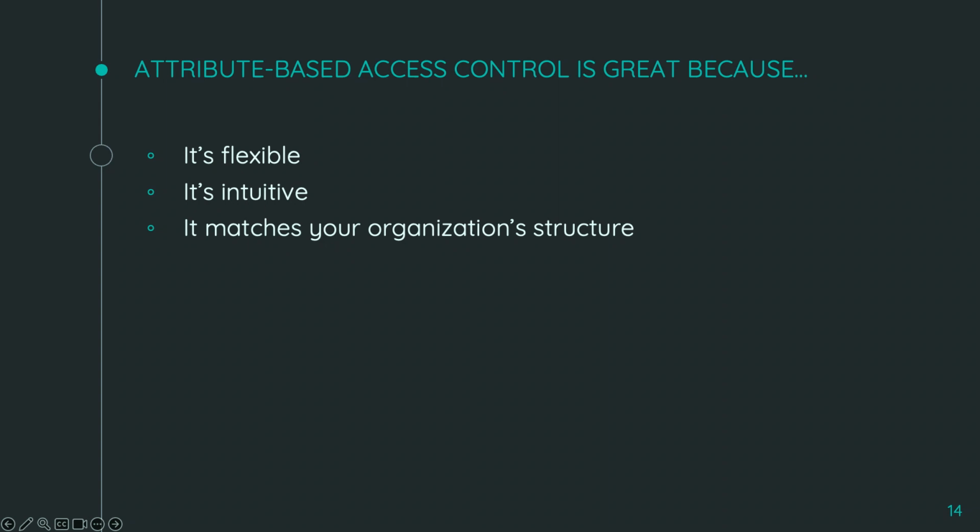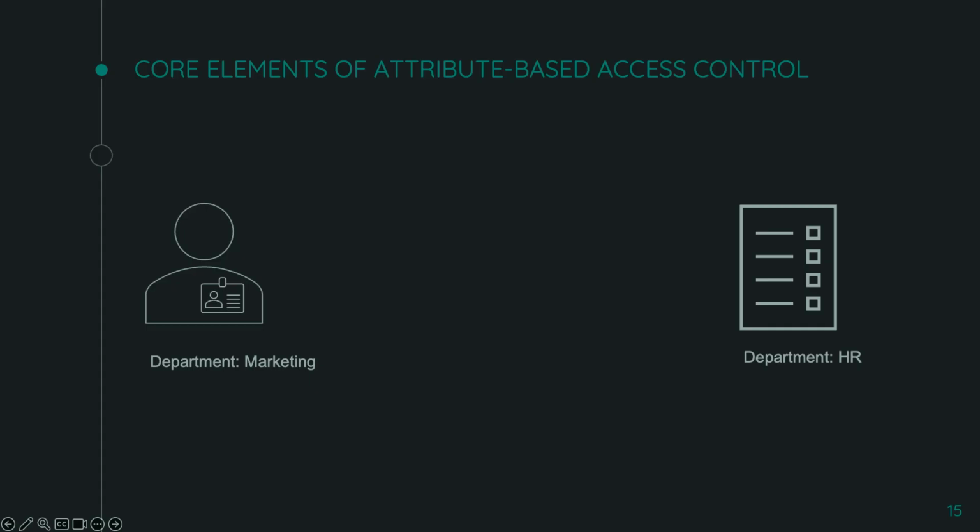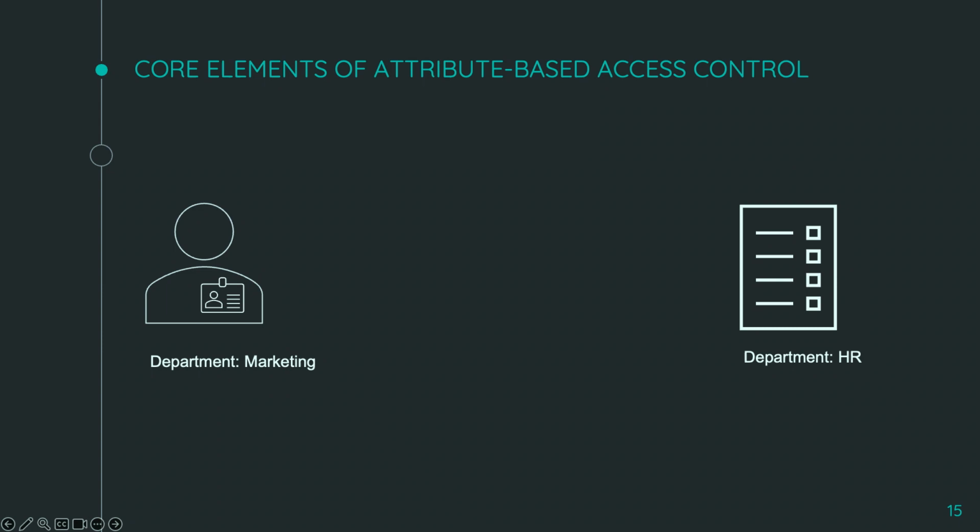And more importantly, they can just match the structure of your organization, and then they can grow as new requirements come in. You can just add new fields to your users or to your content in order to gain access. And so, how do we get these fields, these users and content, to all talk to each other?